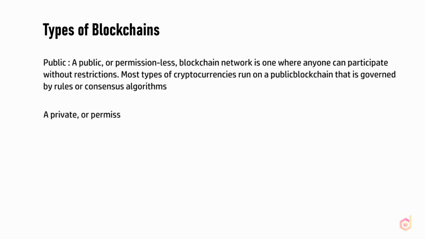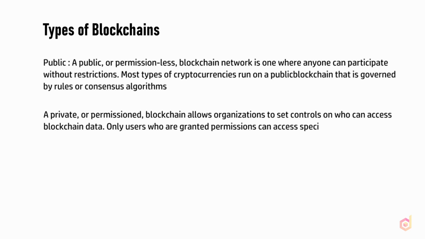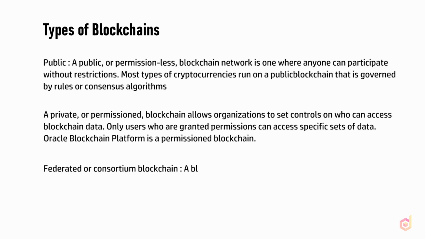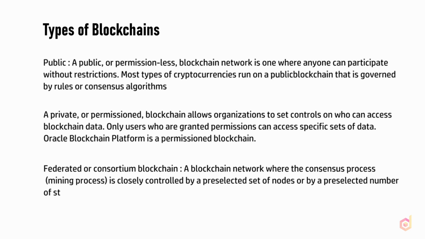A private or permissioned blockchain allows organizations to set controls on who can access the blockchain data. Only users who are granted permissions can access specific sets of data. Oracle Blockchain Platform is a permissioned blockchain. A blockchain network where the consensus process is closely controlled by a pre-selected set of nodes or a pre-selected number of stakeholders is a federated or consortium blockchain.